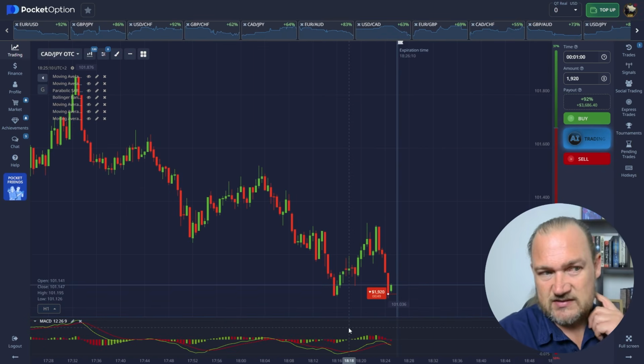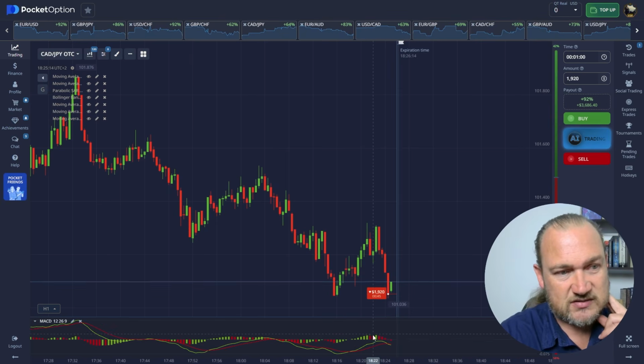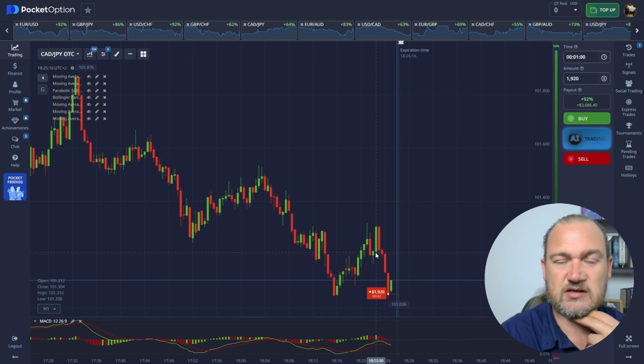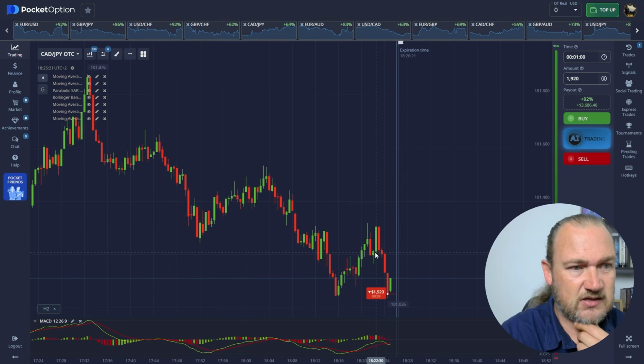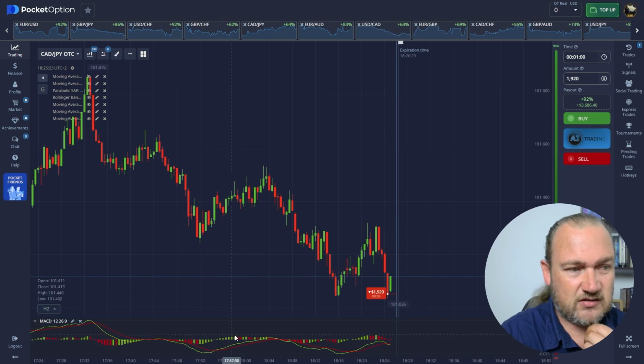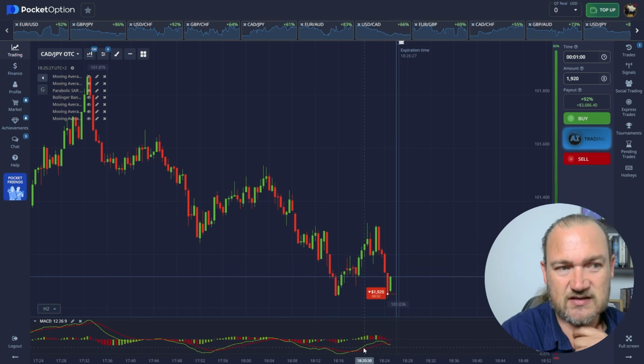A lot of people that I talk to seem to think that the histogram is connected with volume or something like that. In fact, it's not. The only thing that the histogram actually shows you is the distance between the MACD and the signal line, and that's it.